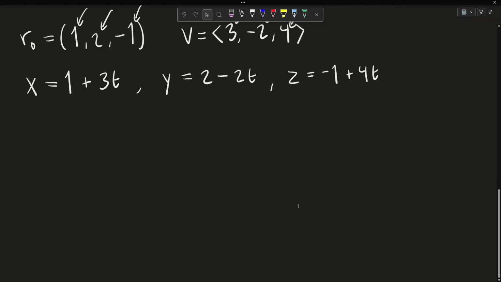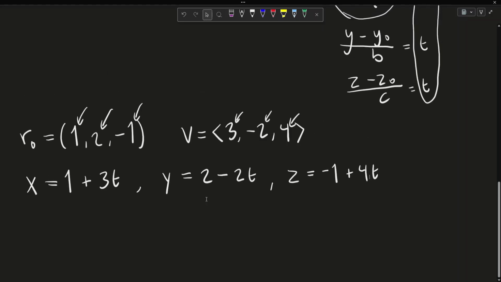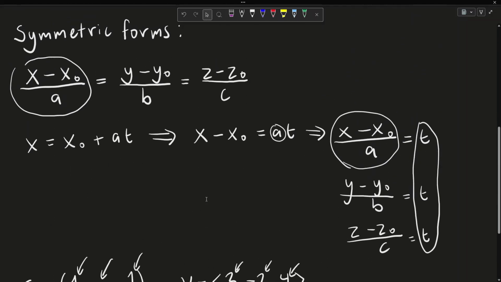Symmetrically, we can either convert this or we can use our general expression. So let's use our general expression to show the relationship in terms of equating all of the sides to t. So again, we can see from our general expression that x minus x naught over a equals y minus y naught over b equals z minus z naught over c.